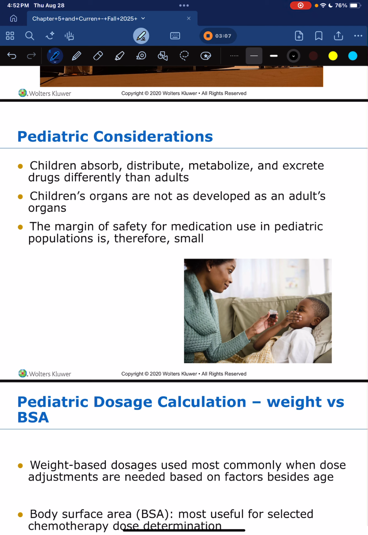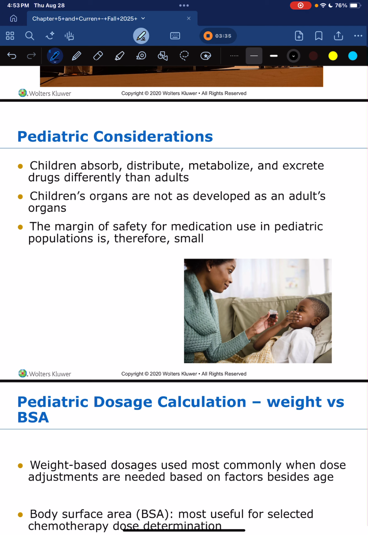So weight-based dosages are most common when we need to calculate in a baby who's in a NICU growing. Let's say they put on a pound. Well, the dosage of medication that they are going to be getting from the time that order was originally given until they are a pound bigger is going to change. And so we are going to have to change our calculation for how we translate that into what we administer.